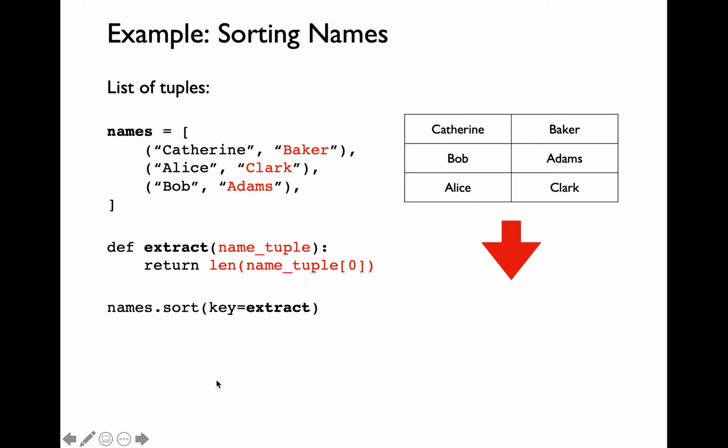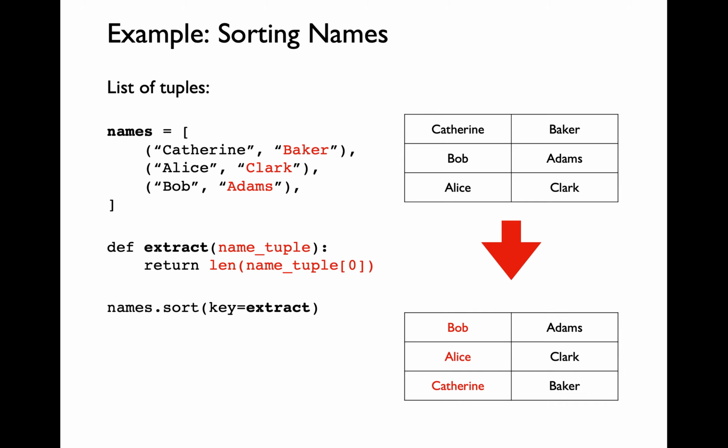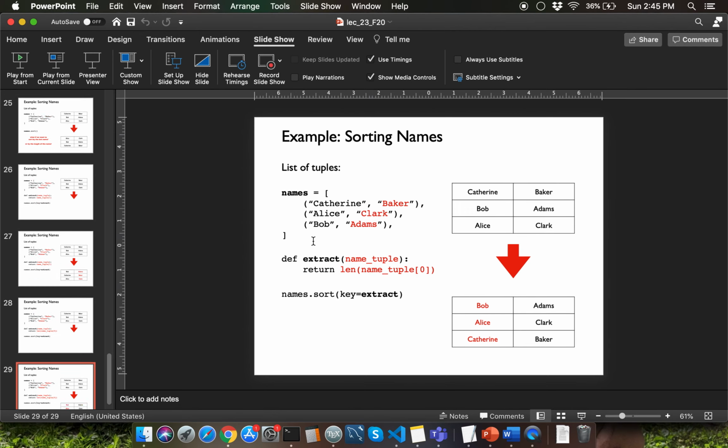Similarly, you can change your extract function to consider length of name of tuple of 0, which is going to consider the length of the first name. So now if you run the sort method call by passing extract as the argument to the keyword parameter key, you're going to get the output as Bob Adams first, Alice Clark next, and Catherine Baker last. Let's go through a demo problem for this particular example.